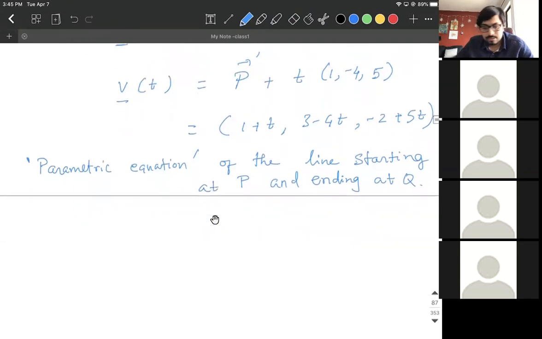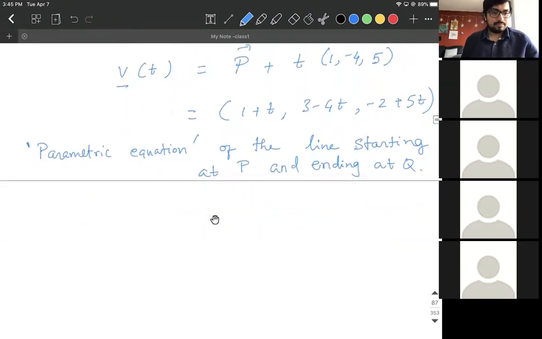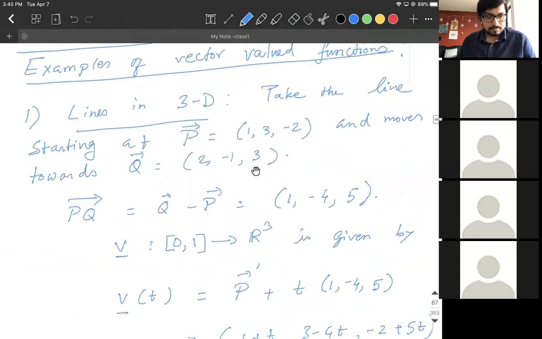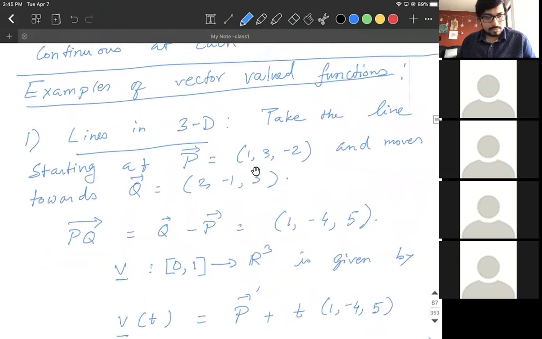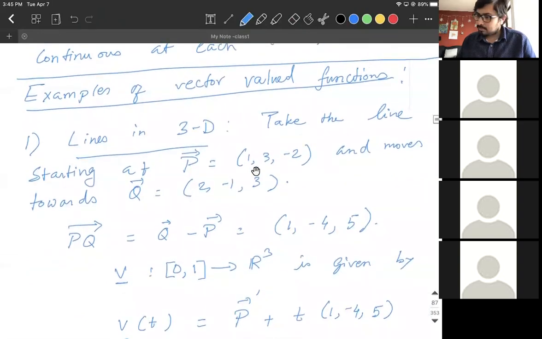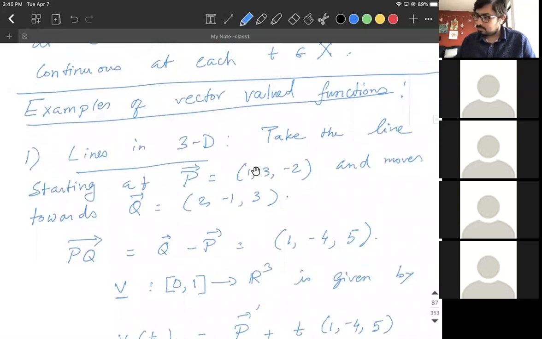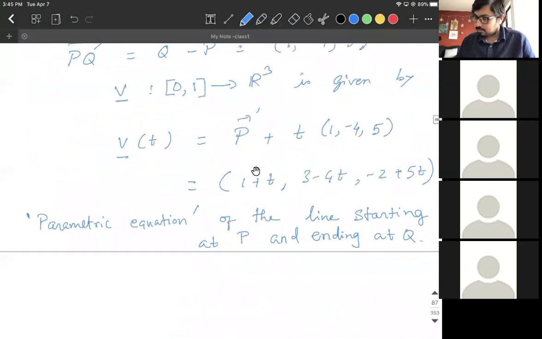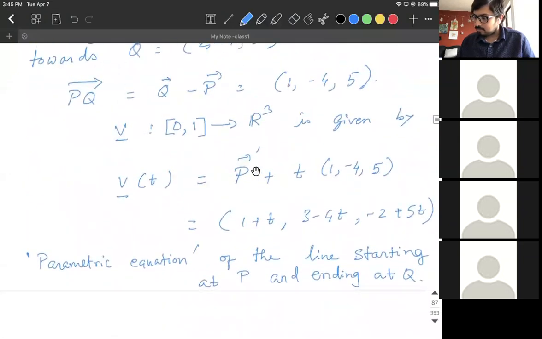Okay. Anything else? Scroll up a little bit here. So examples of vector valued functions or more? Oh, it was just the last part, okay. Okay, good.